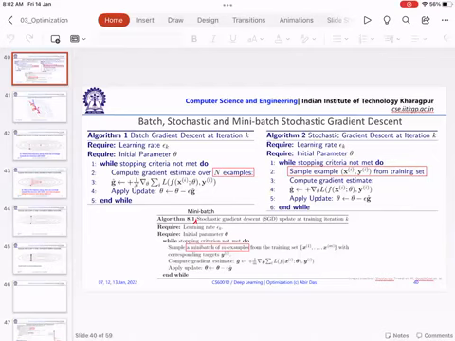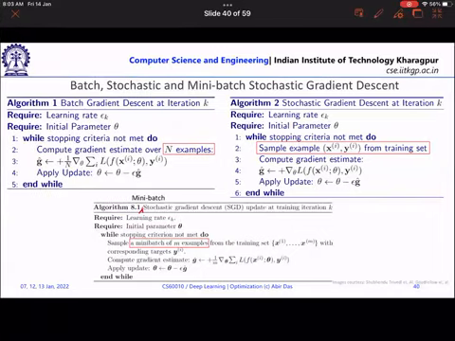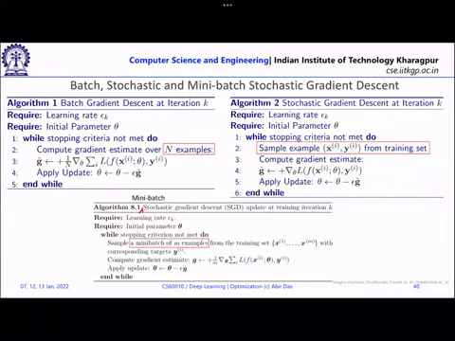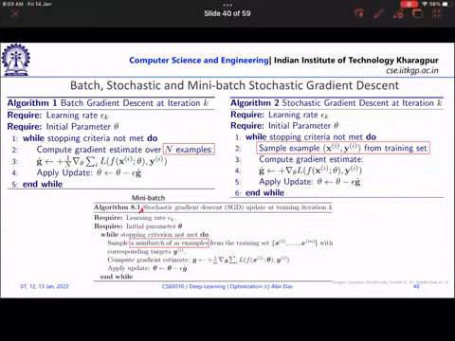So where we stopped yesterday was this slide: the difference between batch, stochastic and mini batch stochastic gradient descent. And we saw that, okay, yeah, it is here. Actually, let me go to the slide somewhat. Yes.